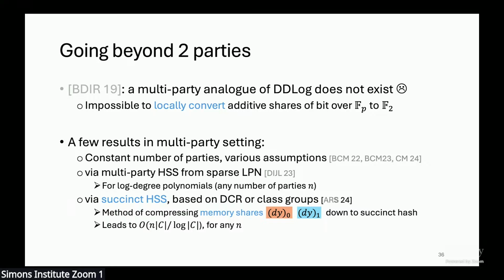And this doesn't directly lead to a multi-party HSS, at least not in the natural definition. But if you put things together in the right way, then you can still get multi-party computation for general sufficiently wide layered circuits with complexity of number of parties times circuit size divided by log of circuit size for any polynomial number of parties. So this is almost, or up to a few caveats, matching what you get in the two-party setting from DDH or DCR. Yep.